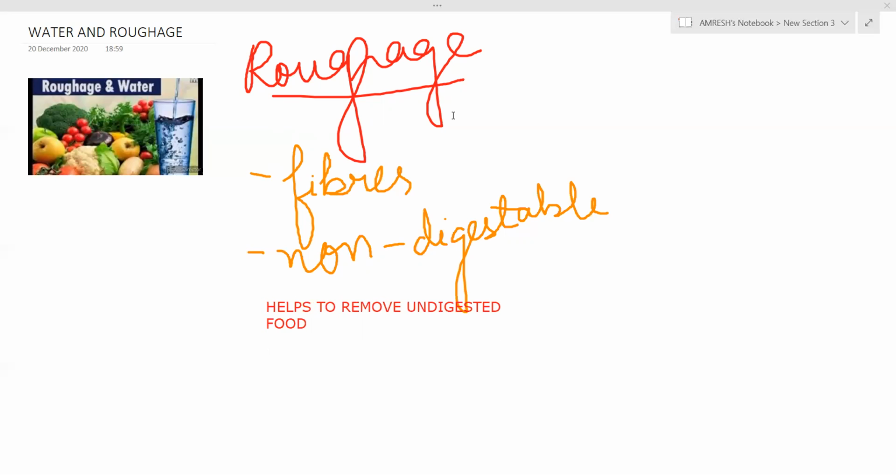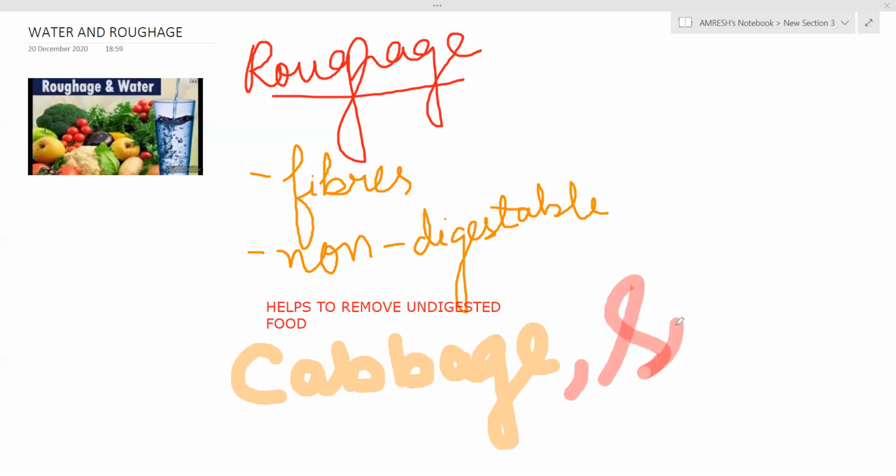Very essential. And example of roughage is cabbage, cabbage is a very good example of roughage. And your spinach is also a very good example of roughage.